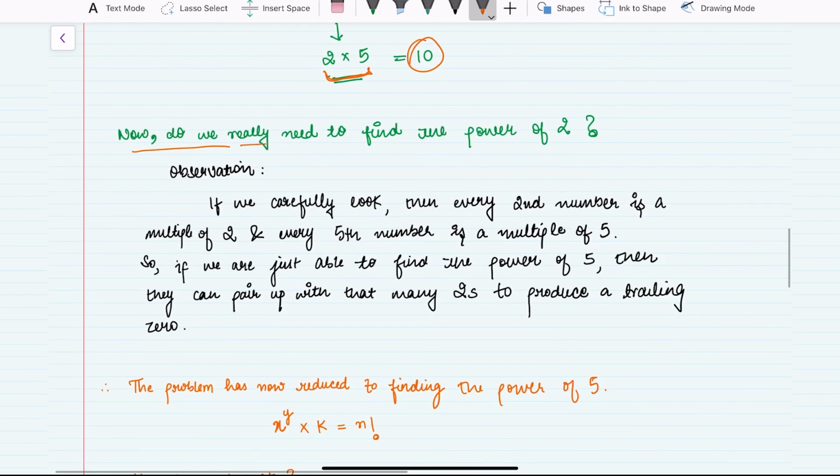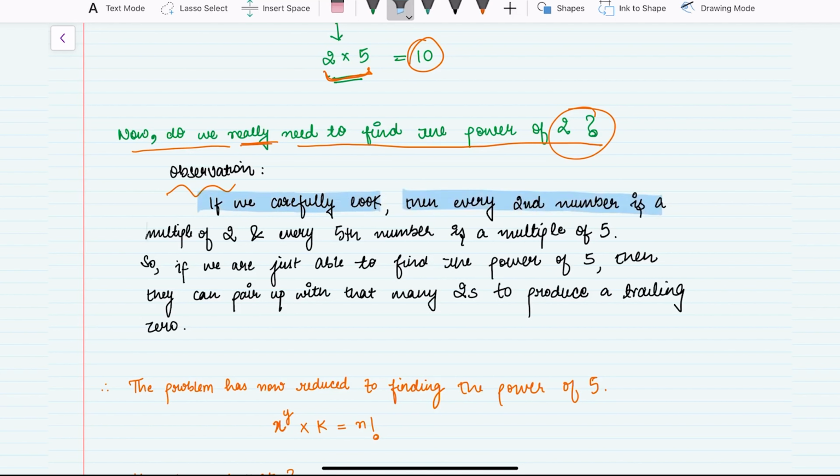Now, do we really need to find the power of 2? Well, here the observation to be made is that if we carefully look, then every second number is a multiple of 2 and every fifth number is a multiple of 5. So, if we are just able to find the power of 5, then they can pair up with that many 2's to produce a trailing 0.